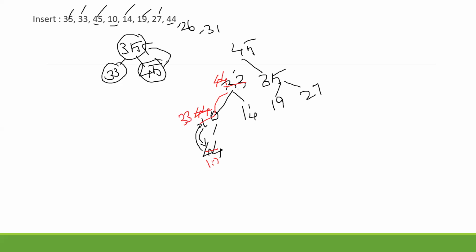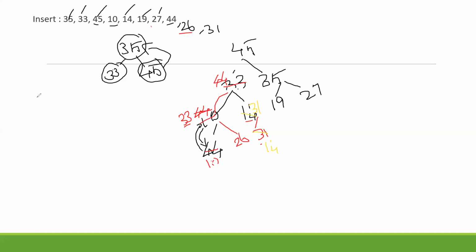Now next one. 26 I'm going to insert. So where do I have to insert? Here 26 I have to insert. So it's not a problem because here 33 only is there. So no problem. Next one, 31 I have to insert. Here 31 means automatically I'll get a problem because here is the minimum value, here the maximum value. So here I have to change again. So what do I have to do? Here 31 will come here. Here 14 will come.